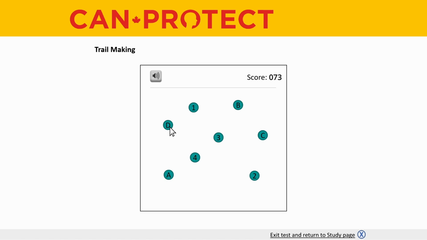After clicking all the numbers and alphabets on the last round of the trail making task, you will automatically be directed to the next cognitive test. This ends our video on completing the trail making test.